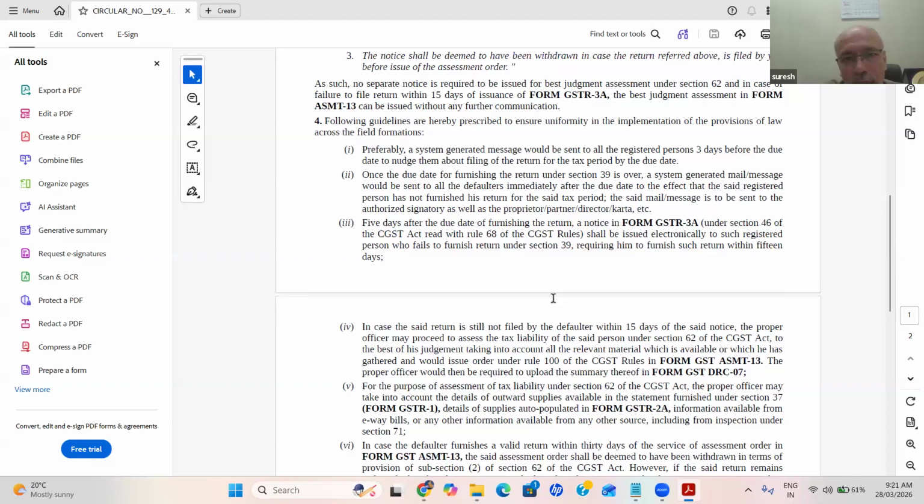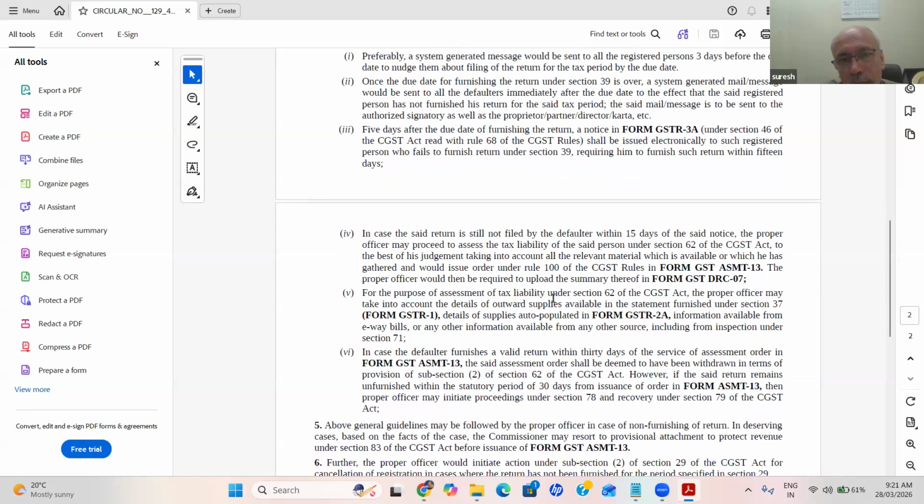And here I tell you, this is the only provision I have seen where principles of natural justice are not followed. And this circular also empowers that you need not give any other notice, because there is one notice, GST ASMT 3A, simply saying that please file the return within 15 days. After that, when GST ASMT 13 or DRC 07 is to be issued, there is no notice at all, sir. There is no notice at all. This is a very harsh provision.